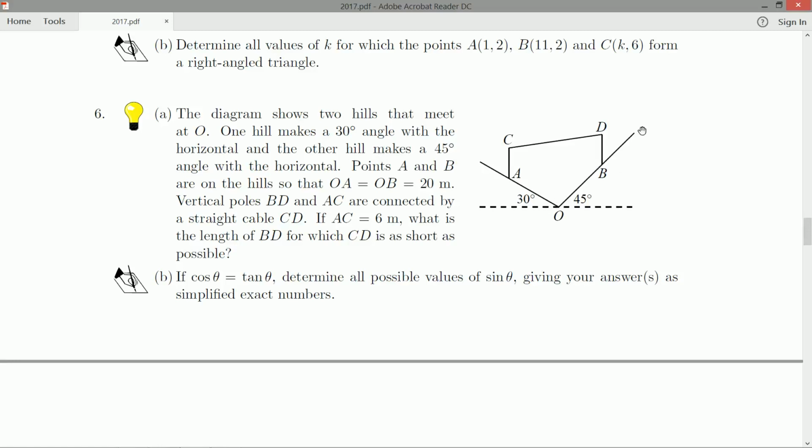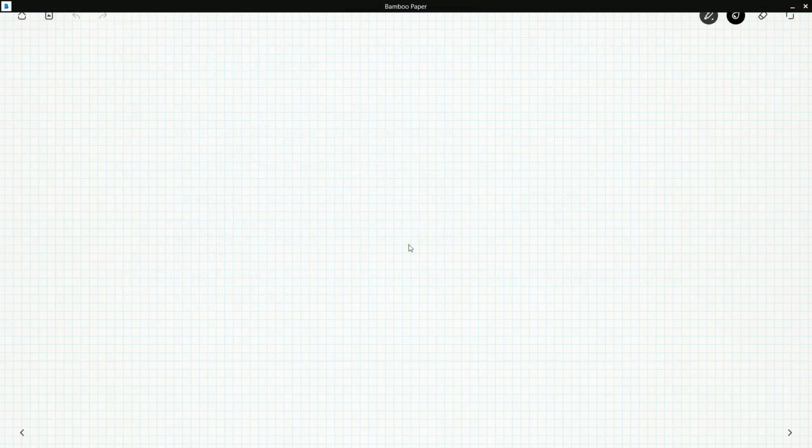Vertical poles BD and AC are connected by a straight cable CD. If AC is 6, what is the length of BD for which CD is as short as possible? Okay, so we just want to minimize CD. Let's copy the picture.